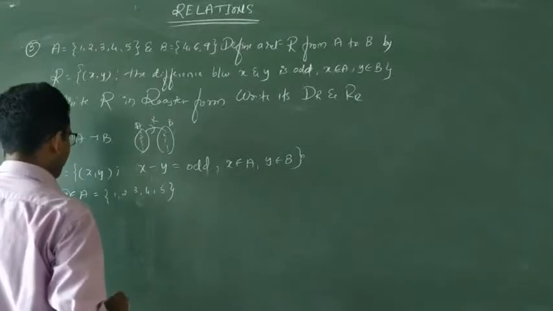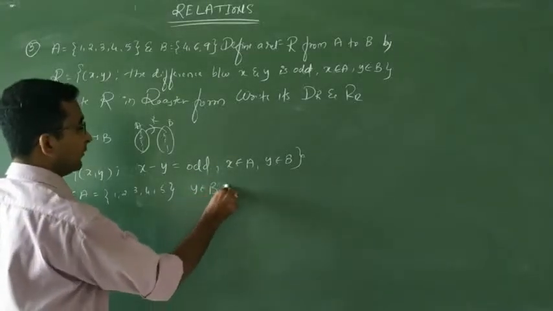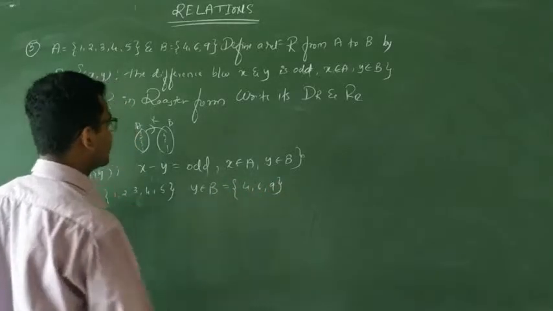Okay? Then y belongs to B. Y belongs to B. Set B means 4, 6, 9.